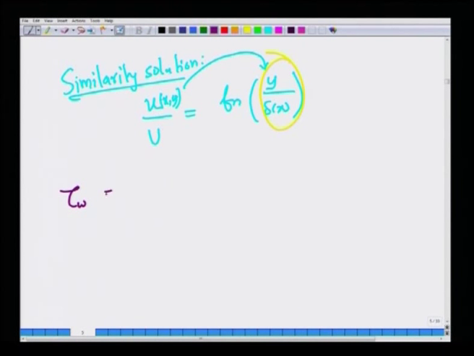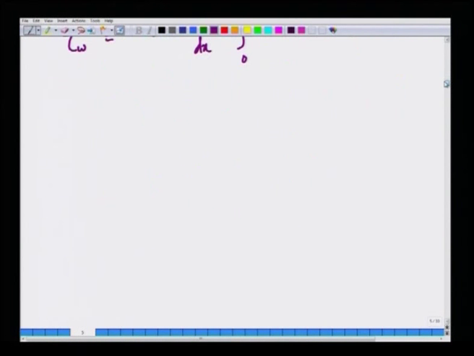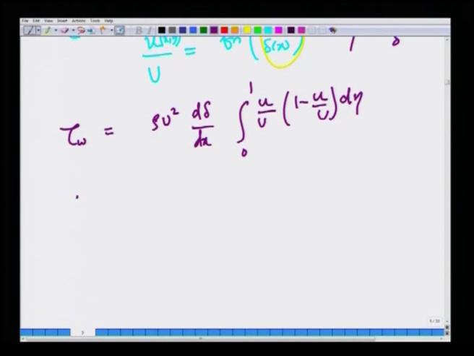So, you write tau w, now you define a new variable eta as y by delta and transform this equation as rho U squared d delta dx, integral 0 to 1 of u by U times 1 minus u by U d eta. Essentially we have to solve this for delta of x in terms of tau w. In order to do that, we have to first prescribe a form for u by U.